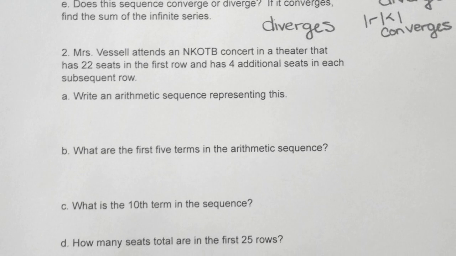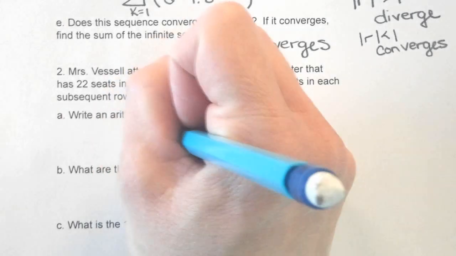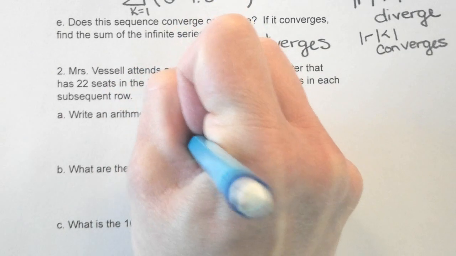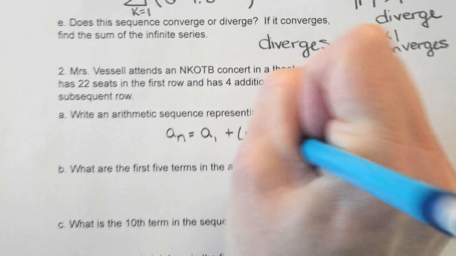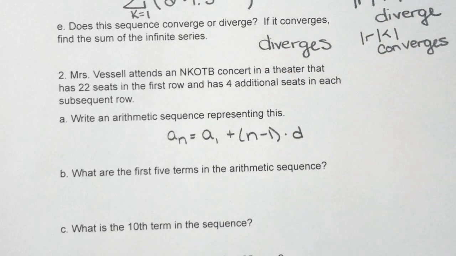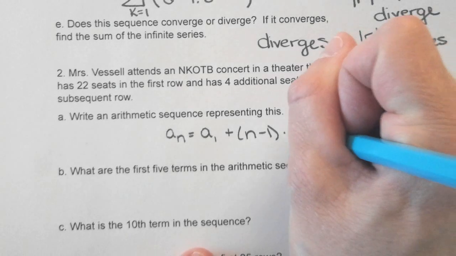Alright, next. I'm going to a concert. The theater has 22 seats in the first row and 4 additional seats in each row. Write an arithmetic sequence. So this is your a sub n equals a sub 1 plus n minus 1 times d. Again, that's something I would have on my note card. That's your basic formula for an arithmetic sequence. You can share the equation with me that you think is a match to this.